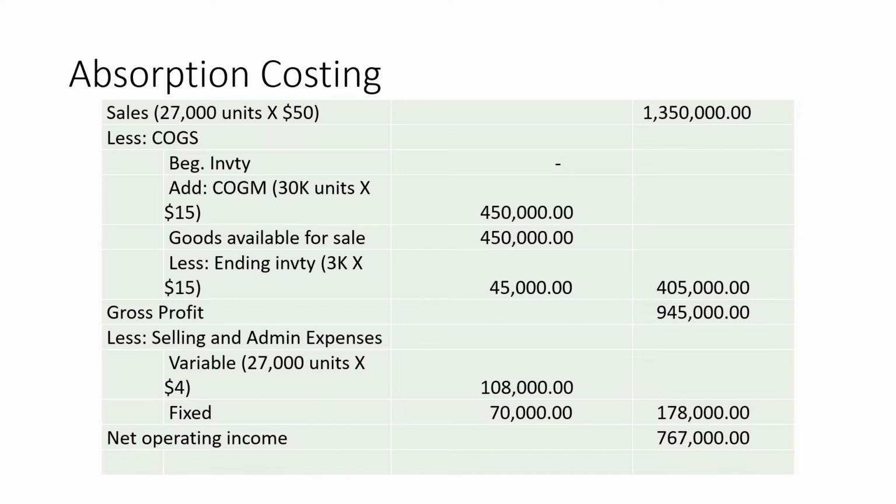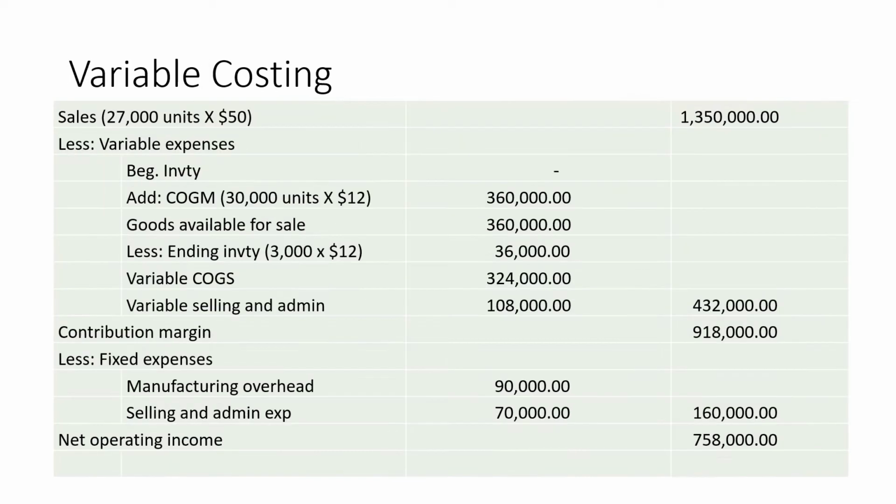So gross profit of 945,000 less your selling and admin expenses of 178,000, our net operating income under absorption costing is 767,000. Now, let's take a look at your variable costing. With your variable costing, you can see that your net operating income is only 758,000. Paano na-compute itong 758,000?